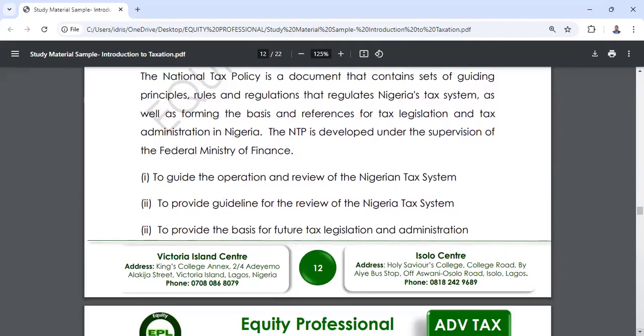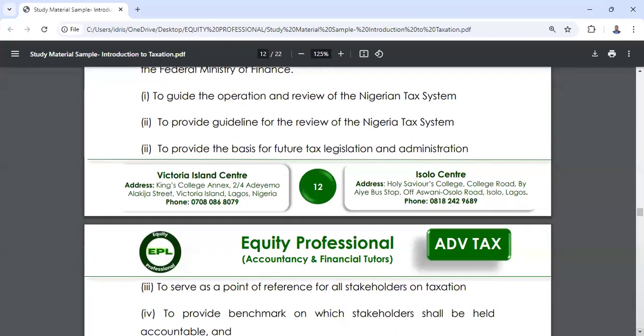What are the objectives of the national tax policy? Number one, to guide the operation and review of the Nigerian tax system. Number two, to provide guidelines for the review of the Nigerian tax system. Number three, to provide the basis for future tax legislation and administration.